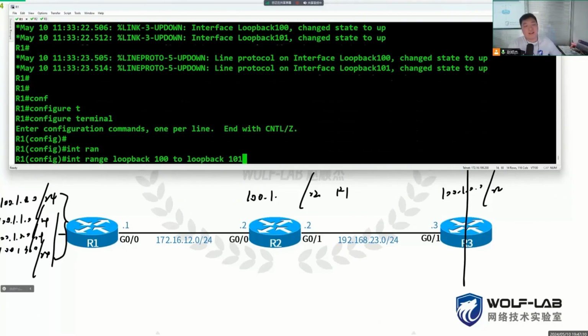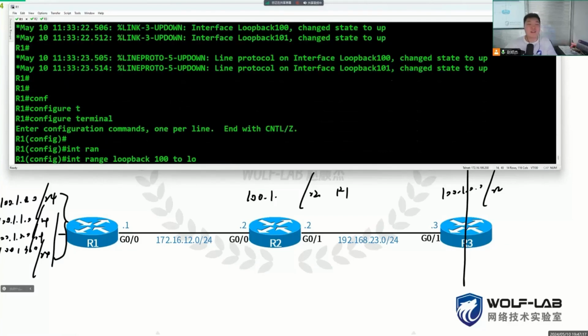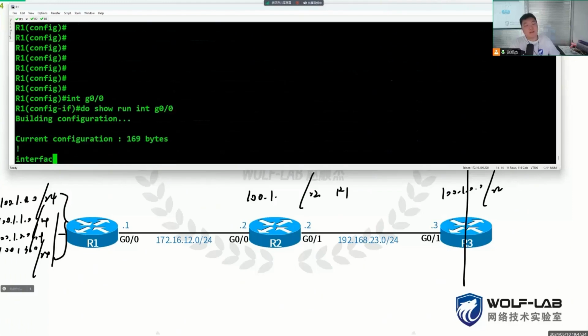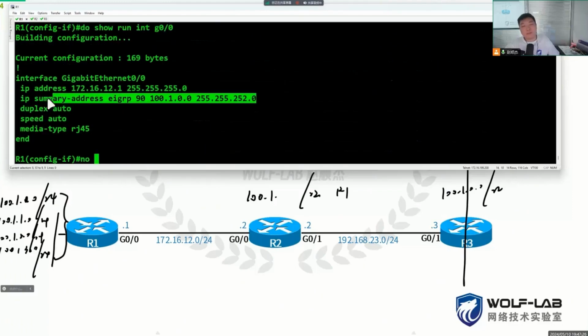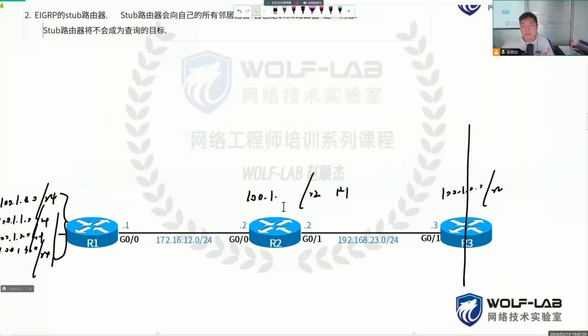So now we do this: remove the summary, skip the summary, and make our R2 become such a stub router. Then it won't become a target of queries. This is its first feature. We can directly cut our originally very large query range down to our R2 side. Wait a moment. Then when it stabilizes, the convergence is over. There are no EIGRP summaries anymore.